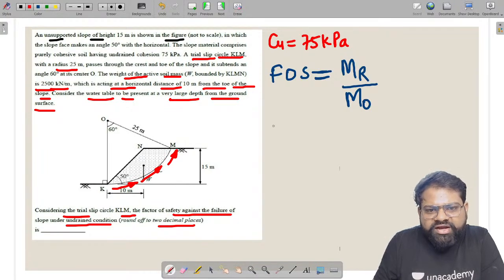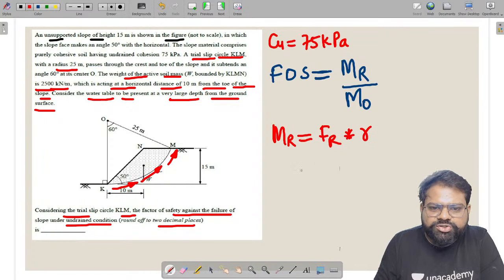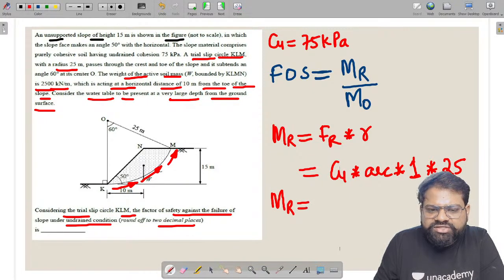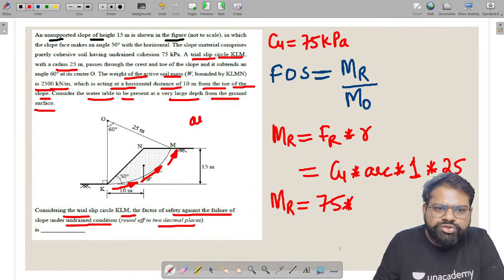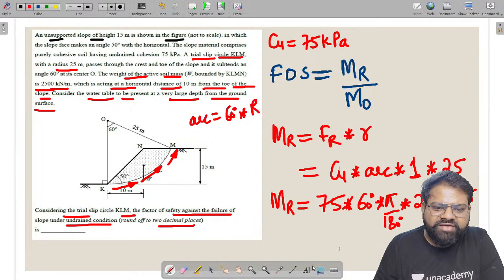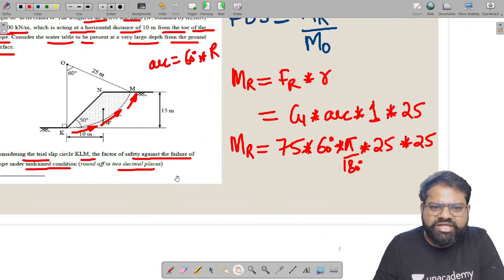If I talk about the resisting moment, it will be resisting force multiplied by the lever arm. So resisting force is equal to Cu multiplied by the length of this arc, multiplied by inside length 1. I am treating the inside length as 1, and multiplied by the radius, which is 25. Arc angle is equal to arc upon radius, so arc will be 60 degree multiplied by radius r. So it comes out to be 60 multiplied by pi by 180 multiplied by radius 25 multiplied by 25. So you will get the value of the moment of resistance or resisting moment.